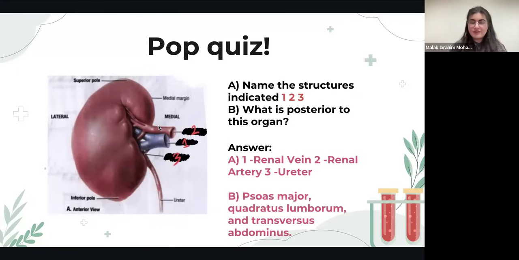Now, I didn't really mention why this is very important. As I said, they will give you a kidney, be it left or right, and they will ask you, is this a right kidney or a left kidney? And this is how you can differentiate. As we said, the hilum is located towards the medial side. So the first thing that you want to do is look at the kidney and position it in a way in which the hilum is facing medially. The second thing you want to do is look at the structures that enter the hilum, which are your vein, the artery, and the ureter.